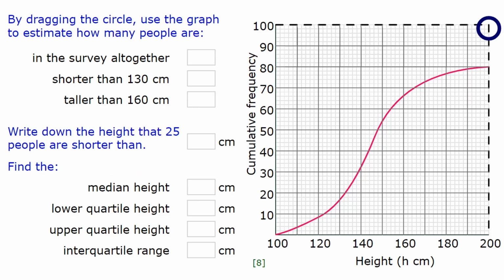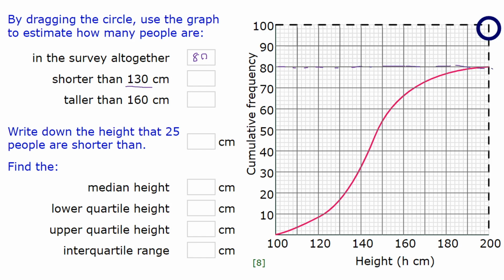Now let's look at the last example of the day. By looking at this graph, estimate how many people in this survey are shorter than 130 and taller than 160. This is for another height-oriented survey. So how many people are there in total? Well, we can see that the highest point is at 80, so there has to be 80 people, doesn't it? Because this is the highest point.